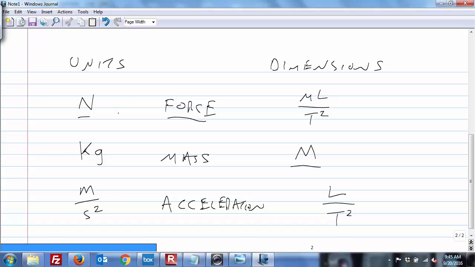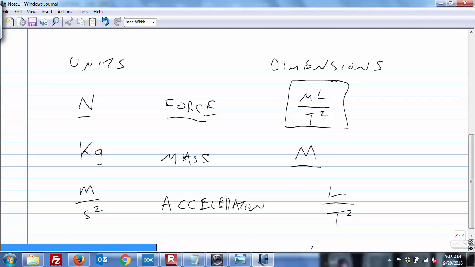You can also measure it in pounds. You can measure it in dynes. There are all other types of units of force, but this is really the only fundamental dimension of force. There are ways to tie that in with electrical force and coulombs and things like that. We're not going to worry about that too much for now.